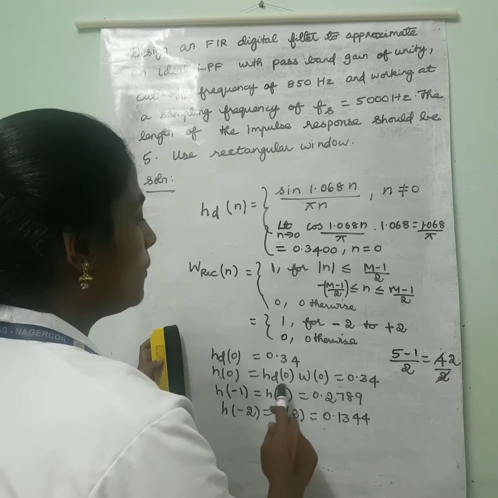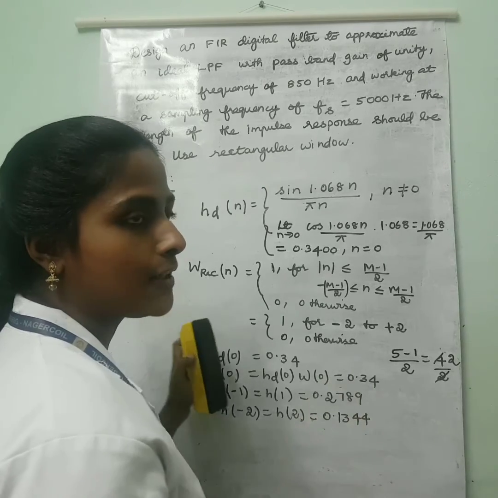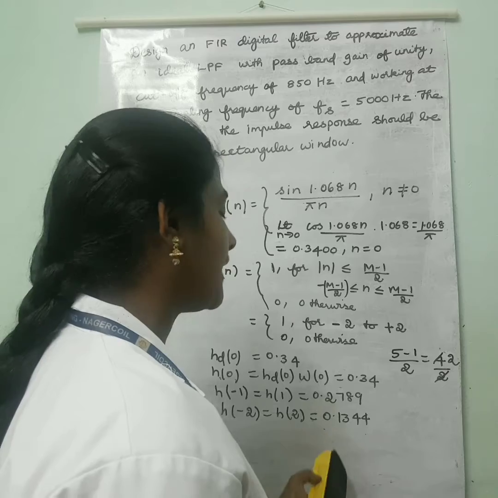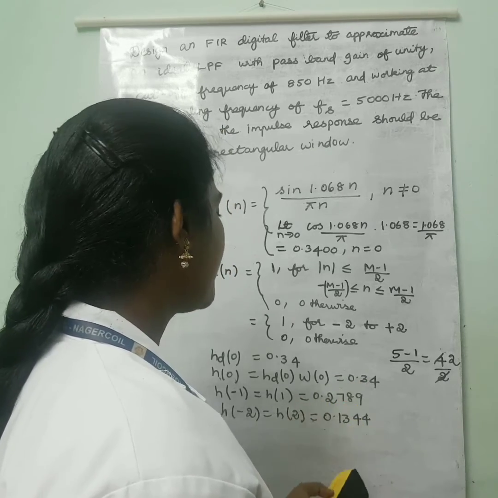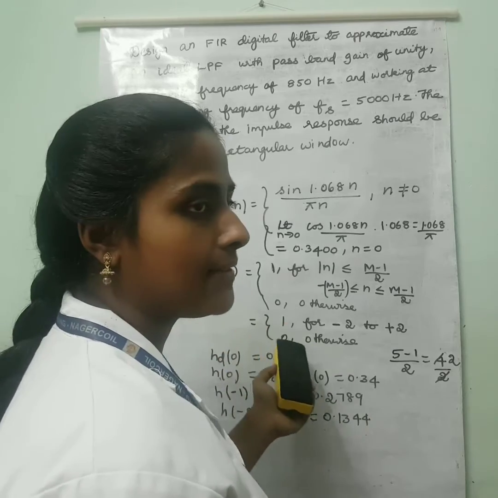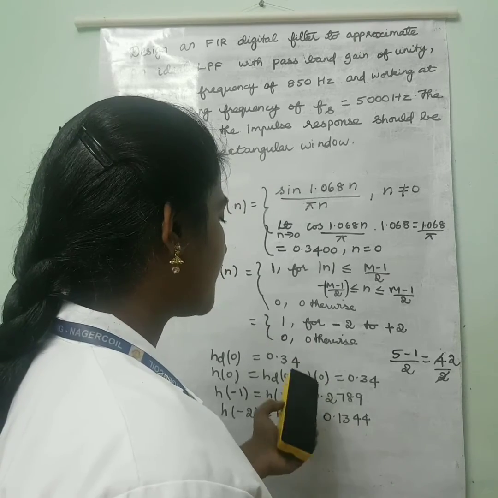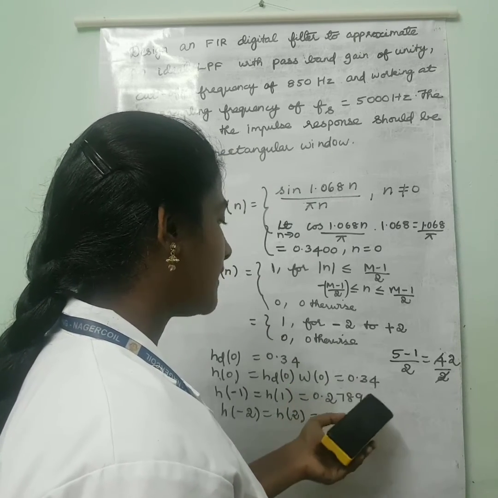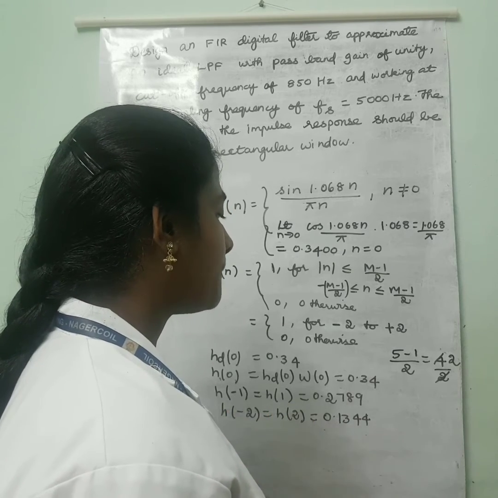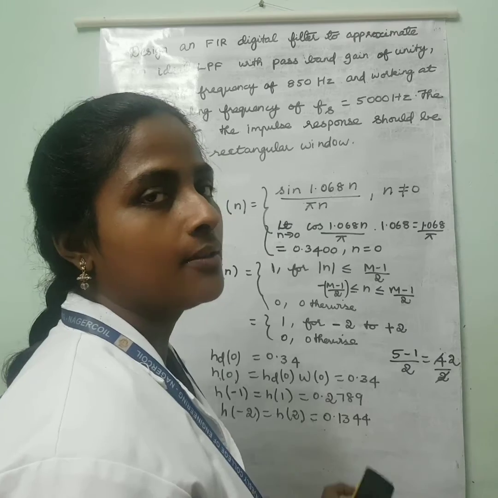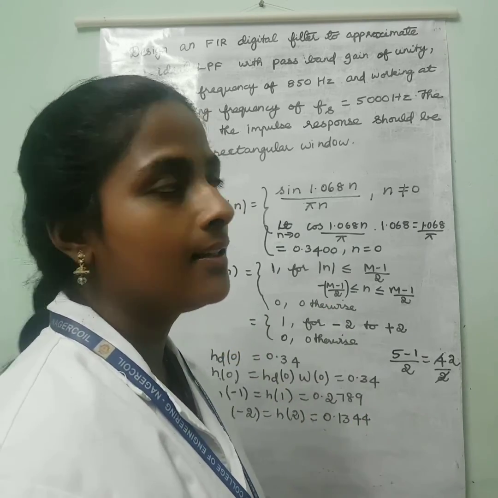Similarly, h of 1 is 0.2789. That is, hd of 1 value is 0.2789 and hd of minus 1 value is also 0.2789, into w of n, which is always equal to 1. So h of 1 is equal to h of minus 1, which is also 0.2789. Similarly, h of 2 and h of minus 2 value is also 0.1344. So we have found the filter coefficient values. That's all. Thank you.